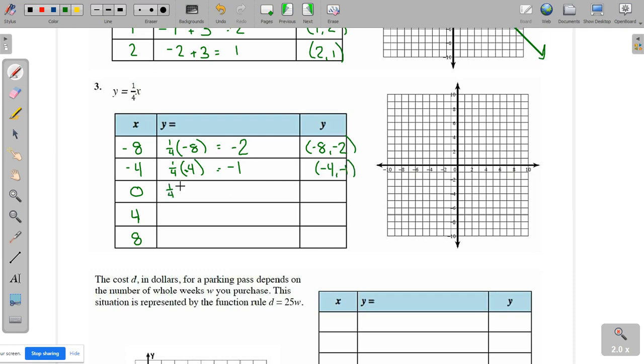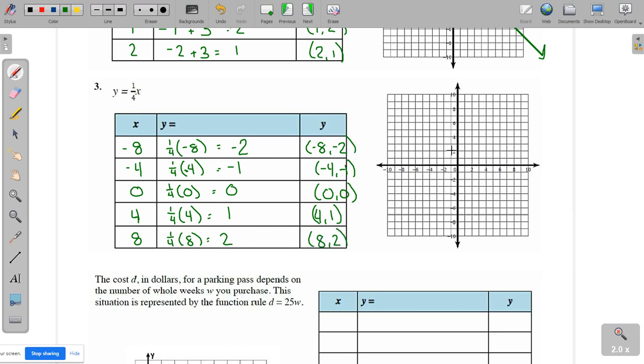0. Anything times 0 is 0. So at the point 0, 0. And then we have 1/4 of 4. We get 1. So 4, 1. And lastly, we have 1/4 of 8, and we get 2. So we have the point 8, 2.